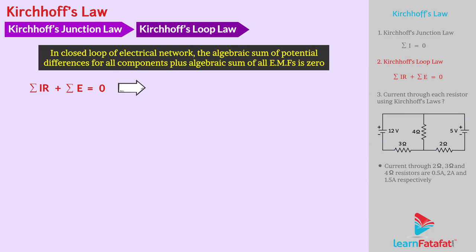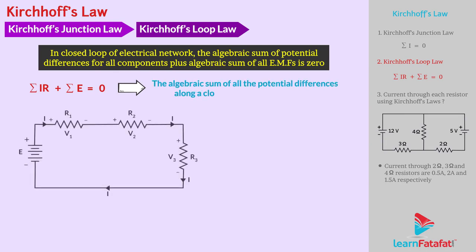In short, the algebraic sum of all potential differences along a closed loop in a circuit is 0. Minus V1 minus V2 minus V3 plus E equals 0. Therefore, E equals V1 plus V2 plus V3.